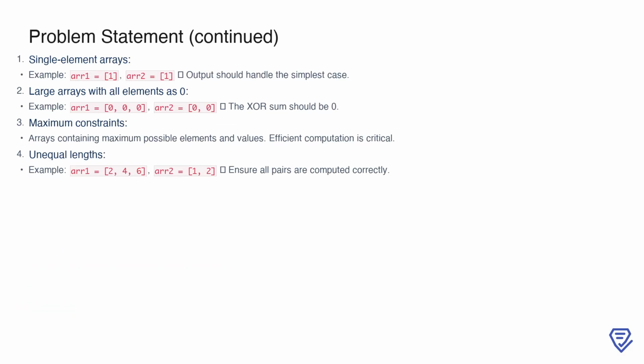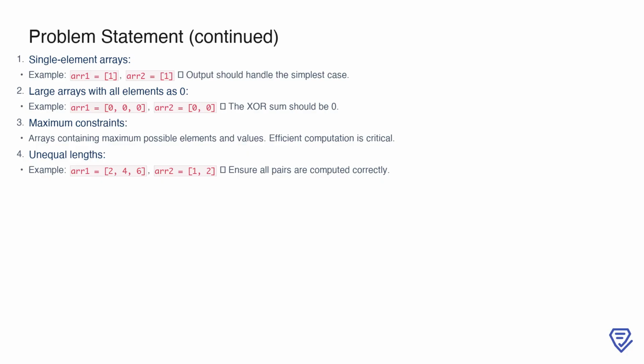When solving this problem, there are a few edge cases to consider. First, if both arrays consist of a single element, such as arr1 equals 1 and arr2 equals 1, the output should handle this simplest scenario correctly. Another edge case is when both arrays contain only zeros, like arr1 equals 0, 0, 0, and arr2 equals 0, 0. Since all pairs will evaluate to 0, the XOR sum will also be 0.